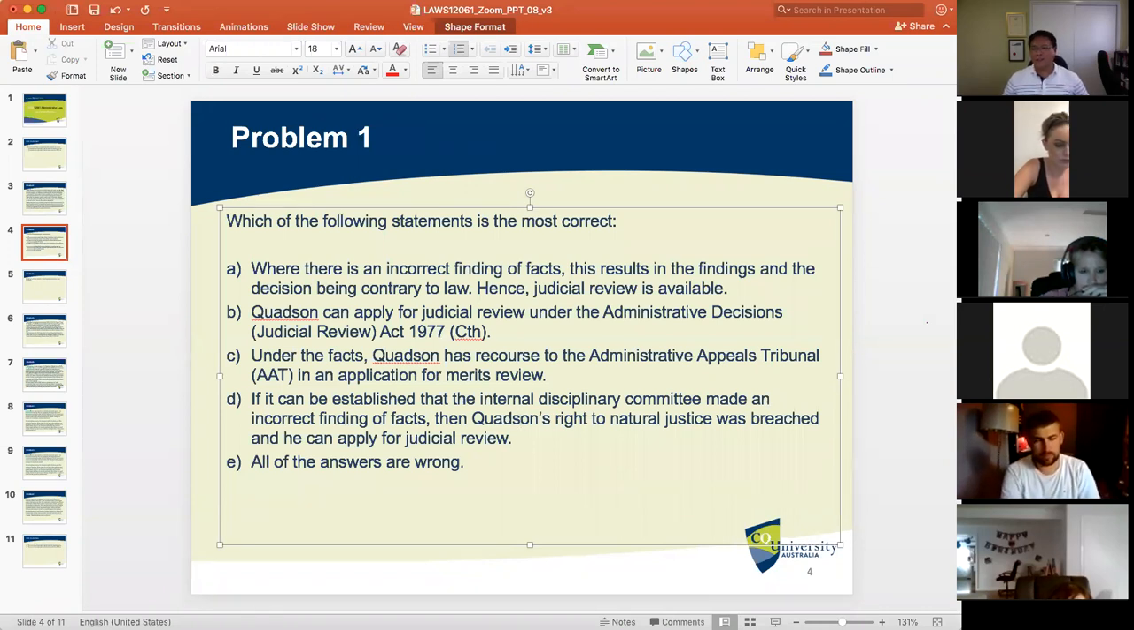Sarah, do you suppose you could tell us why you thought the answer was the letter E? Okay. Well, I thought it was E because I didn't think it could go to the AAT because the decision wasn't made under a statute. Equally, I didn't think it could go to the Administrative Decisions Judicial Review Act because it wasn't under a statute. So those two are out of the question.